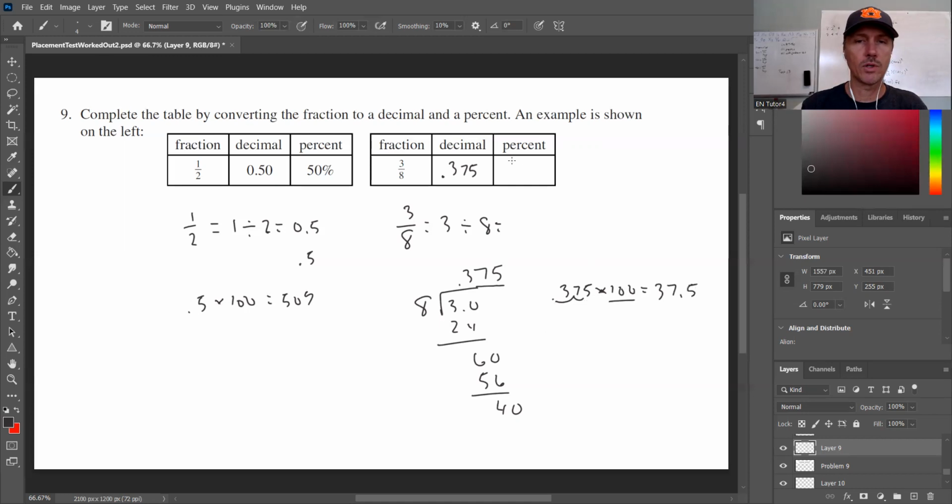If you don't know that little trick, that's fine. Just making you aware of that, and we'll go over that in class as well. But that would be our final answer for the percent version of the fraction 3/8, 37.5%.